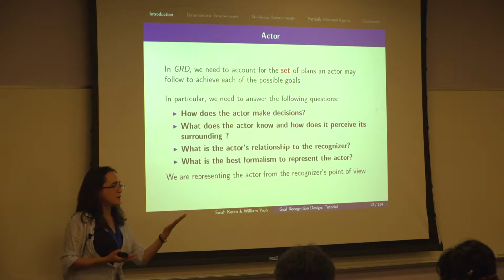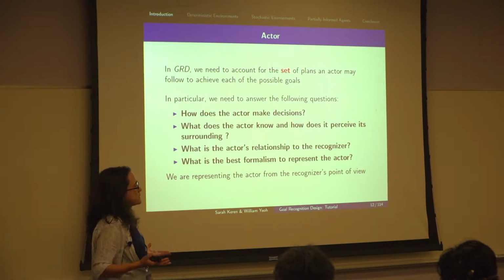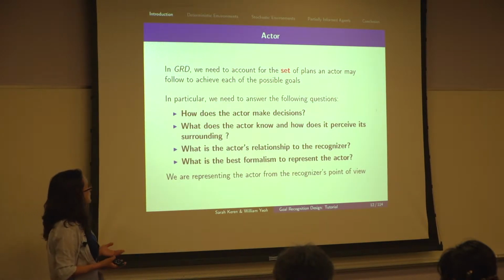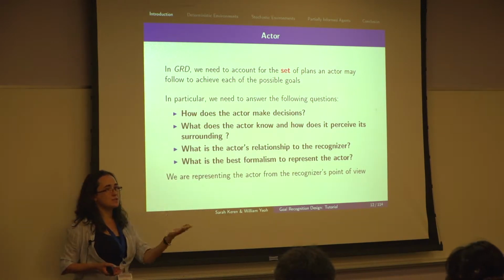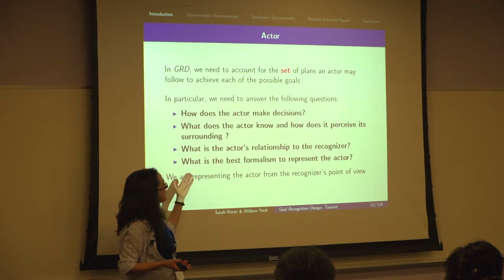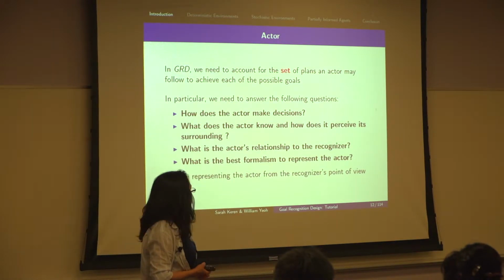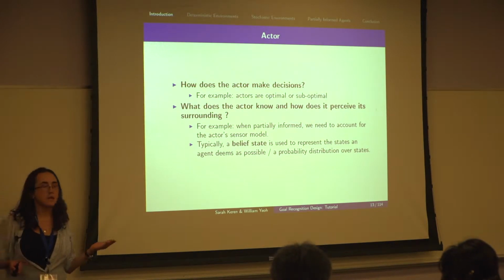How does the actor make decisions? What does the actor know? Is it fully informed, or does it have partial information? And as you mentioned, what is the actor's relationship to the recognizer? And of course, we can also ask the question of what is the best formalism to use. But first, how does the actor make decisions?